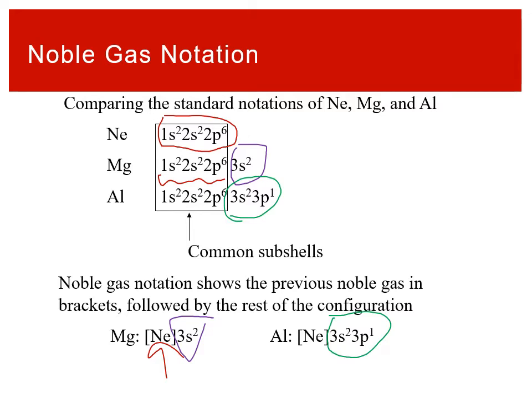But whenever we see that neon in brackets, that's everything packed away in there. We don't have to rewrite it out. Those are all full subshells. They're not in the valence, so we don't care about them as much. They're not going to be as relevant.